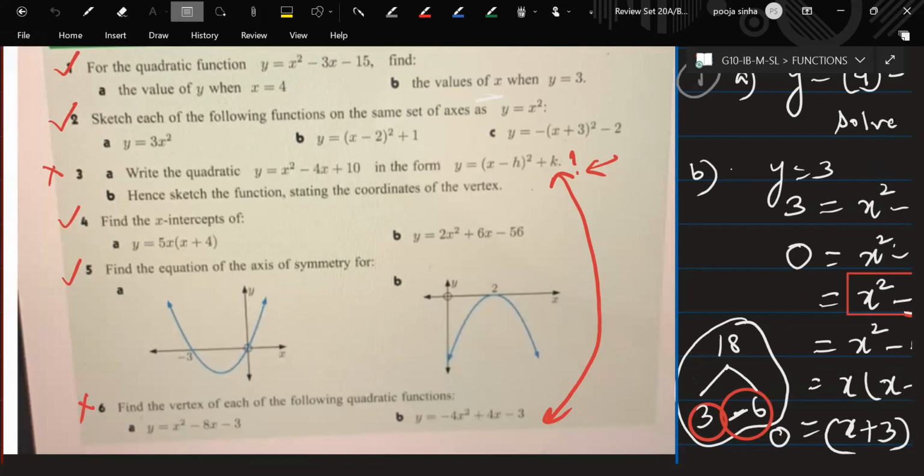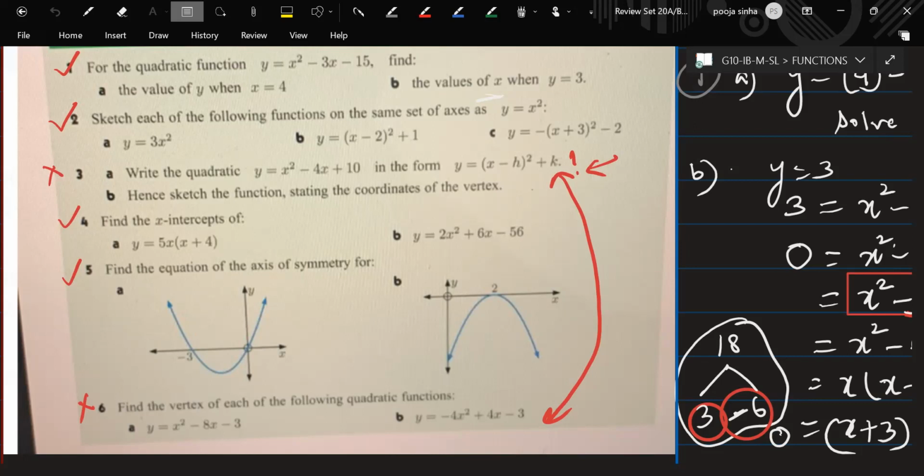Transformation, right? So what kind of transformation is 3x squared? It's steeper. Yeah. Then x minus 2 is moving towards which side? Reflection? The moving towards the right. Moving towards the right. And plus 1 shows?